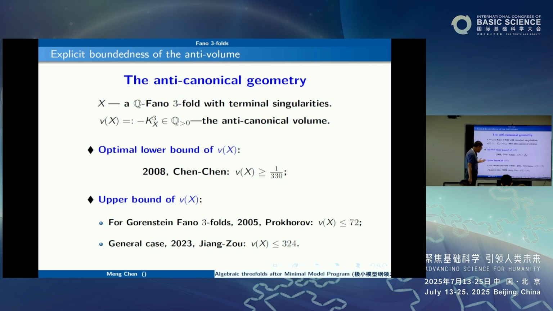But only until recently, it's done by Chen, Jiang and Zhou. They got an effective upper bound. Maybe it's not optimal, but the method is quite delicate. Anyway, this is the first effective upper bound.